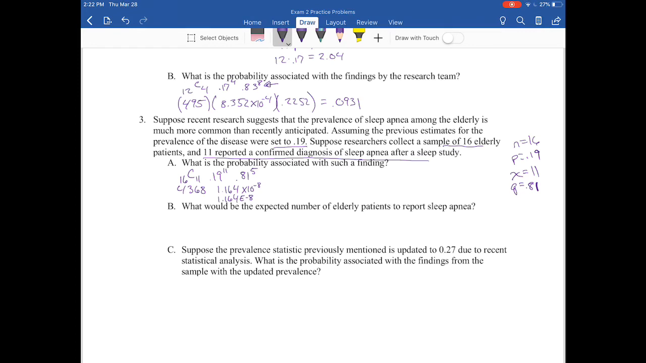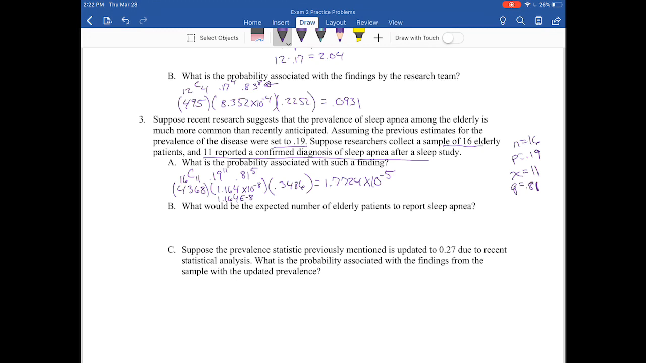And then 0.81 to the 5th power is going to give you 0.3486. So we're going to multiply these all out, and when you do that, you're going to get a very low number, 1.7724 times 10 to the negative 5th.